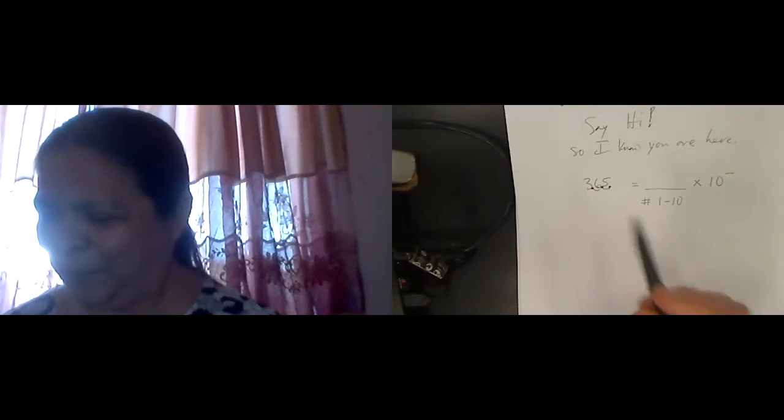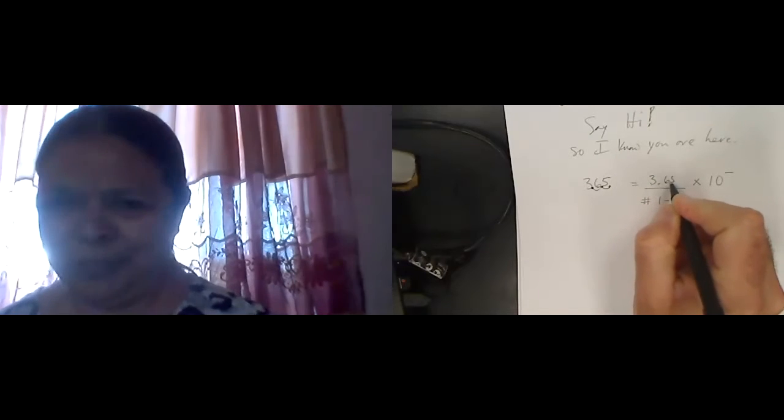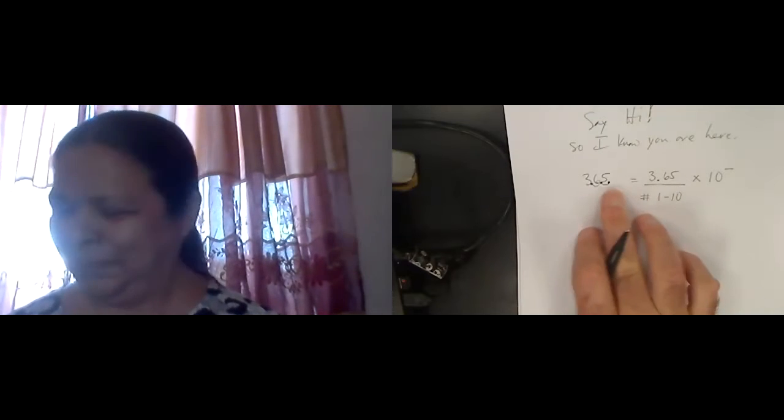This is important. What's the number now? 3.65, smaller than 10. Yes, it's more than 1, but less than 10. Okay, that's the first part of the number. Simple, right? You just moved it until it's between 1 and 10. Now, you have to count how many times you moved it. 2 places. That's 2, right? So this becomes 3.65 times 10 to the second power.